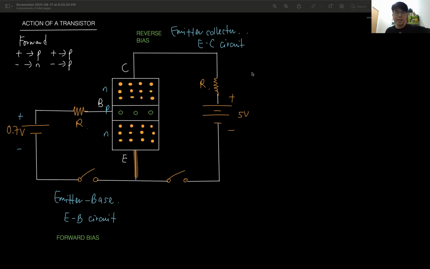Is it always must be like this? The emitter base is forward, the emitter collector is reverse. Answer is yes. Always must be like this. If you don't connect like this, then it doesn't work. So in all the questions, they give you a circuit, and then they ask you to check, is this connection correct? So what should you check? You check whether it's forward or reverse bias.